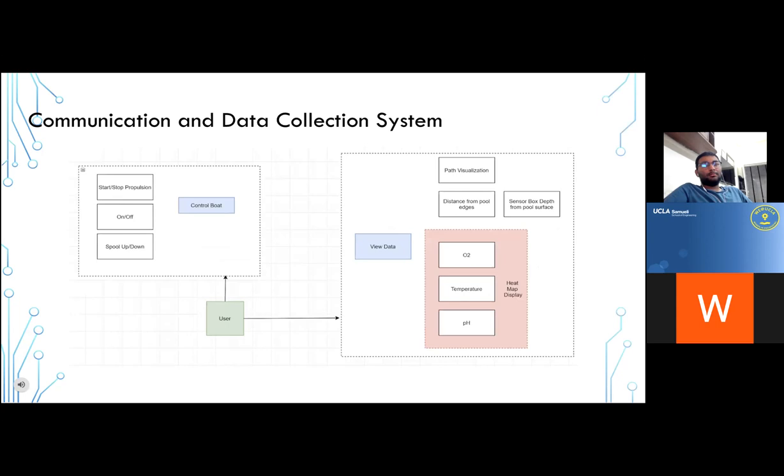Data visualization is segmented into two formats: plain text and heat maps or color maps. Heat maps or color maps show spatial distribution and concentration of O2, temperature, and pH. The plain text display shows the distance of the pool edges from the boat, the depth of the sensor box below the surface, and a visual of the boat's path in the pool. The user can control the propulsion, boat power that is on or off, and lower or raise the sensor box using the spool command.